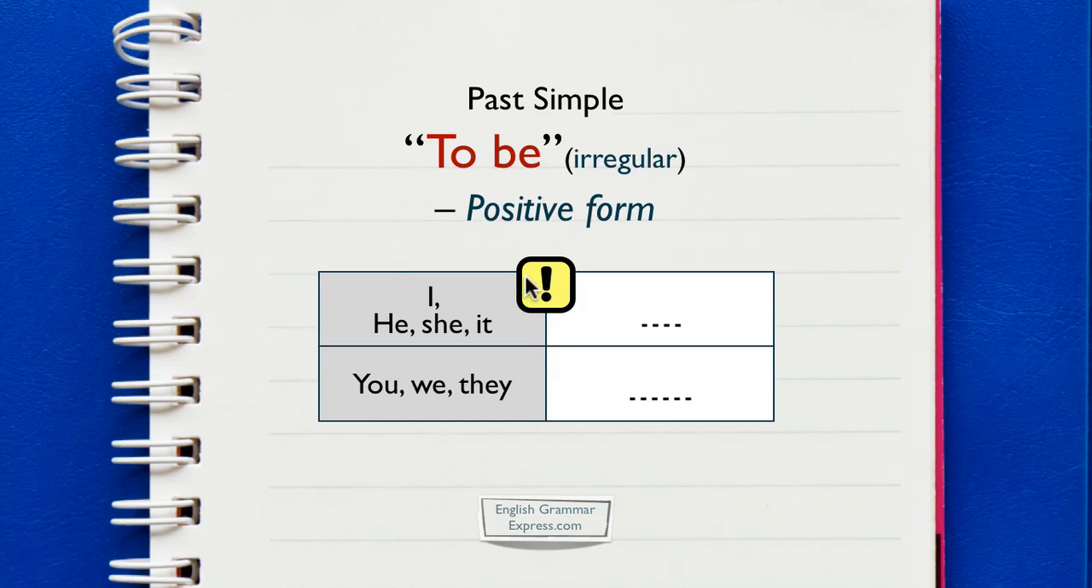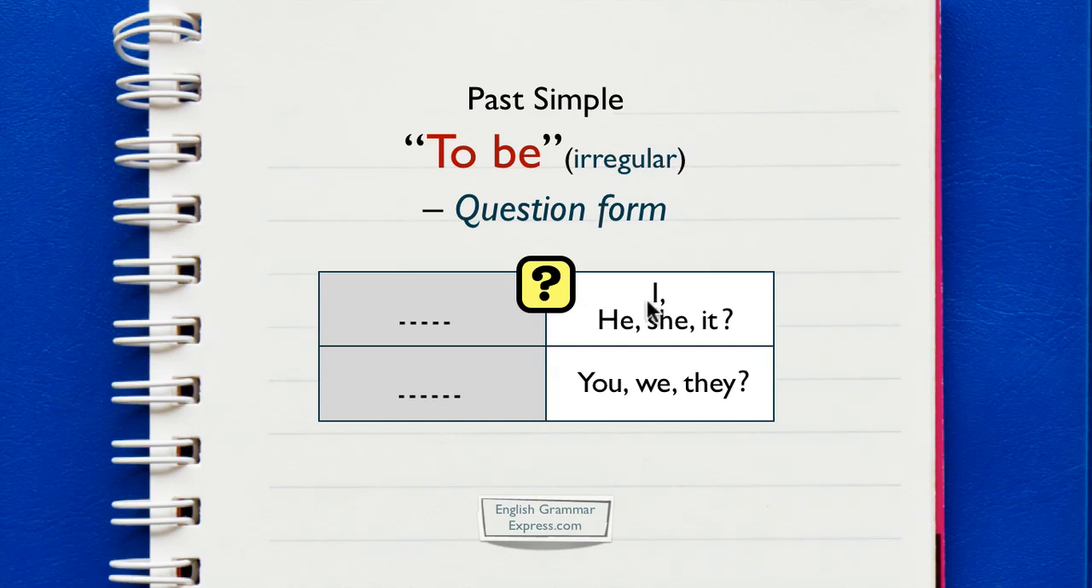In the positive, I, he, she, it was, and you, we, they were. Question form now, and for I, he, she, it, we would say was I, and for you, we, they, we would say were you. So the difference between the positive and the question is simply swapping around the words.